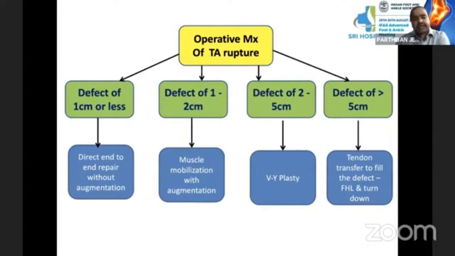Defect of 1 centimeter or less, direct end-to-end repair without augmentation is possible. Defects of 1 to 2 centimeters, muscle mobilization with augmentation. You can grab the proximal end of the tendon and give a constant traction for at least a minute. Usually, you'll be able to augment it at this level. And defects of 2 to 5 centimeters, VY-plasty is a better option. And for defects of 5 centimeters and above, tendon transfer to augment the gap. You have to use either an FHL or a turndown or a semitendinosus.